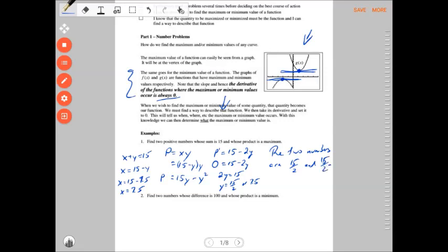Hopefully you remember back from Math 20, the best possible shape is a square. So we have a square here, which is going to have the minimum perimeter for the maximum area.